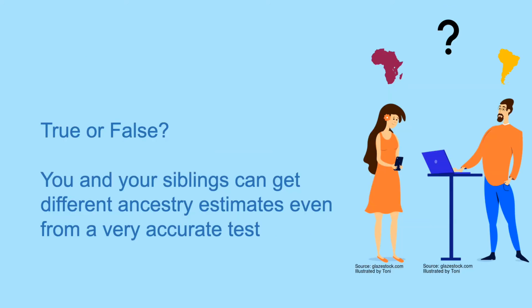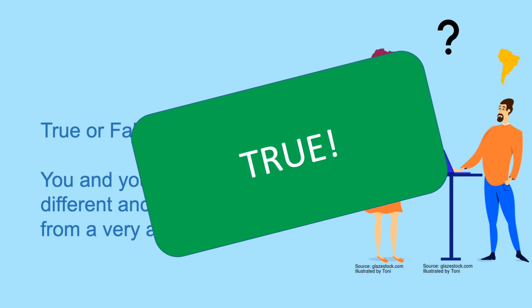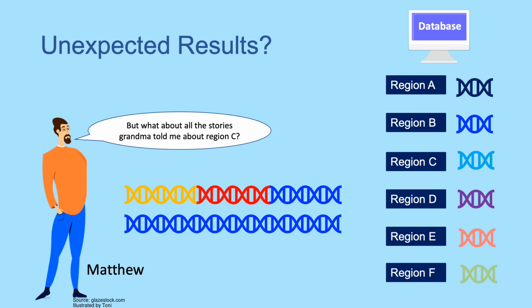Now we've got one last question for you. True or false? You and your sibling can get different ancestry estimates even from a very accurate test. This is true! Even though you and your siblings may share the same parents, you get different parts of your DNA from each parent. Let me go through an example with you now.